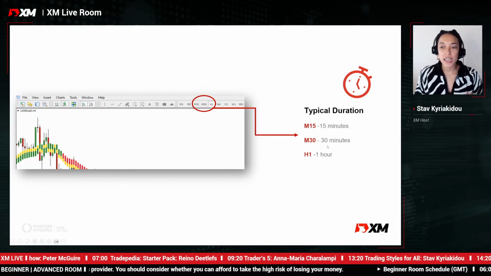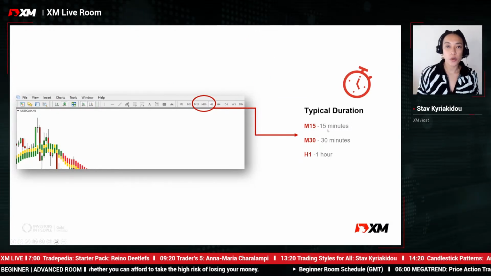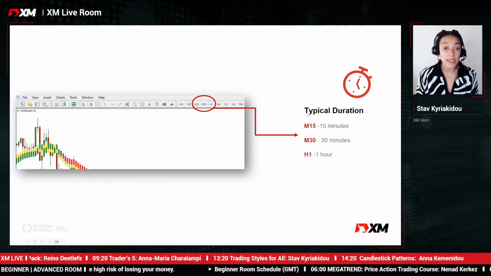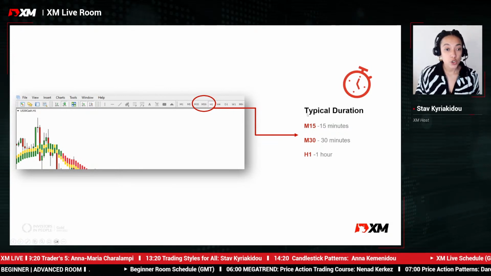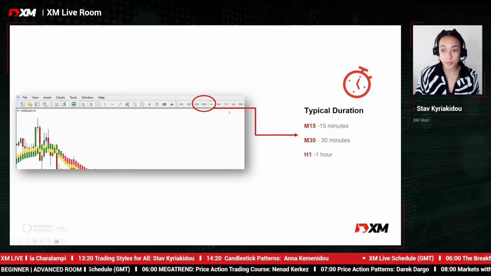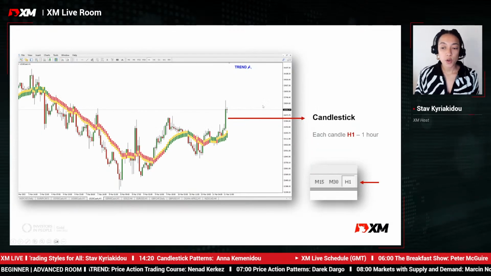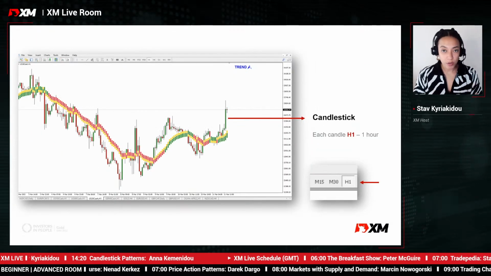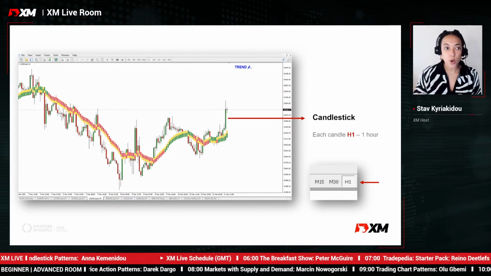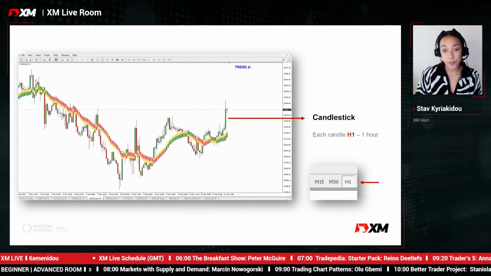Typical duration for a day trade could be your 15-minute chart, could be your 30-minute chart, could be your hour chart. So, as you can see, again, a short term trading style. If you are tapped into your hour chart, for instance, each candlestick would represent price of that symbol, instrument, or asset within 1 hour.